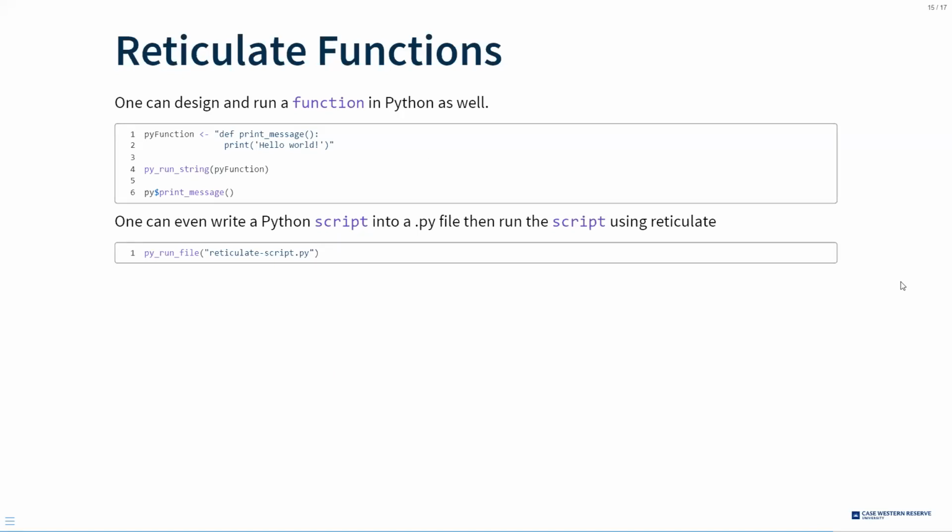One option is to write your entire function as a string. In this case, we set an R variable called PyFunction equal to a string that just contains the logic as if we were writing in Python. We can call PyRunString, which is a function from that reticulate library, on top of that variable, and it will print out hello world or call that Python function that we described within that string. We can get even more complicated here and call an entire Python script or a .py file and run that script using Reticulate by using the pyrunfile, which is just another function from the Reticulate library.